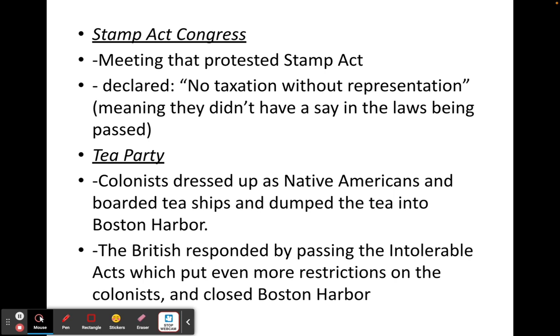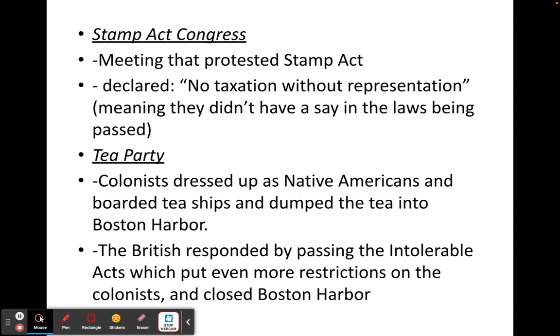Then, after the passage of the Tea Act, you have the Boston Tea Party in 1773, where the colonists dress up as Native Americans and boarded tea ships and dumped the tea into Boston Harbor. As a response to that, all this money that was lost for the British, they passed what's known as the Intolerable Acts, meaning could not be tolerated. This put even more restrictions on the colonists, but the big thing is they closed Boston Harbor. So if your major way of importing things and making money is through the harbor, closing Boston Harbor to shipments is going to be a huge blow to the people of Boston.